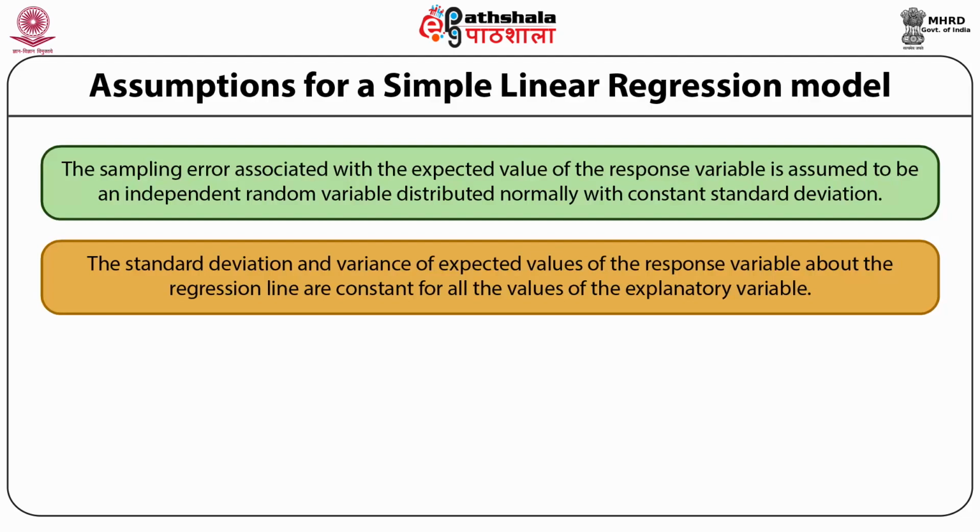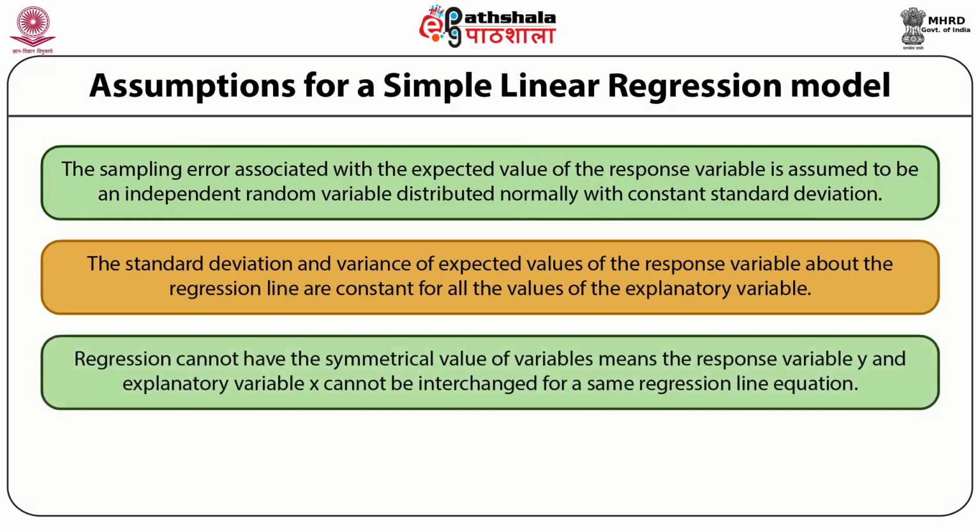The last assumption that should be borne in mind while going for this type of regression model is that regression cannot have a symmetrical value of the variables, which means the response variable y and the explanatory variable x cannot be interchanged for the same regression line equation. This is an important point which we have discussed earlier, the difference between correlation and regression. Under correlation, even if you interchange the variables, the answer does not change. But under regression analysis, it depends which variable is considered as the independent variable and which variable is considered as the dependent variable.